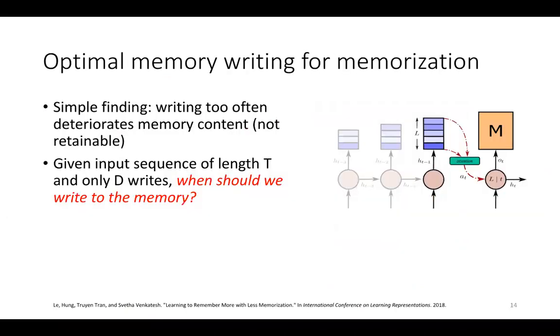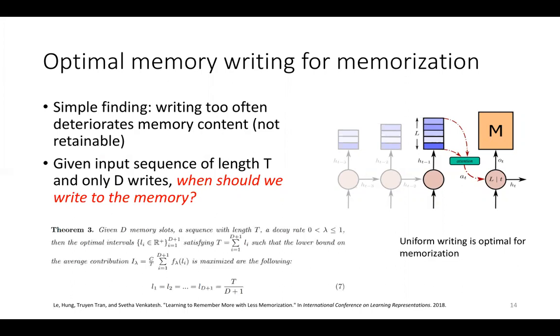Yeah, so when we talk about memory and its operation, writing or reading, the question is, what is the optimal memory writing for better memorization? I think it is easy to realize that if you write too much or too often to the memory, it will destroy the content of the memory because the memory size is always finite, right? So we want to know, given an input of sequence length t, and we have only d writes, when should we write to the memory?